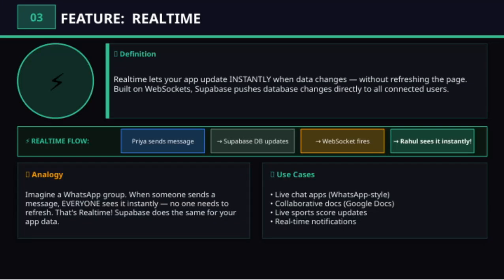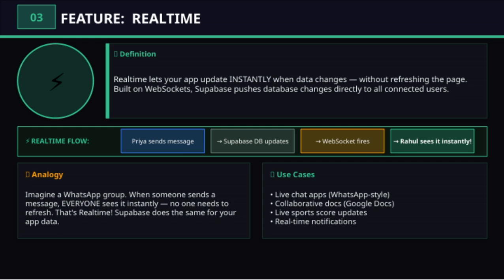Let's dive into what real-time really means in the context of apps. Think about live chat apps like WhatsApp. When someone sends a message, everyone in the group sees it instantly. No need to refresh the page or wait. That immediate update is what we call real-time. And the great news is, Supabase brings that same instant update capability to your app data.